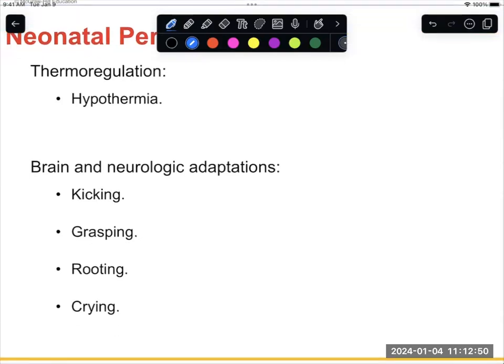A newborn baby's brain is 1/4 the size of an adult. So at birth, only the spinal cord and brain stem are well developed. All of the newborn's kicking, grasping, rooting, searching for that nipple, and crying behaviors are functions of the brain stem, which is why they are not well coordinated.